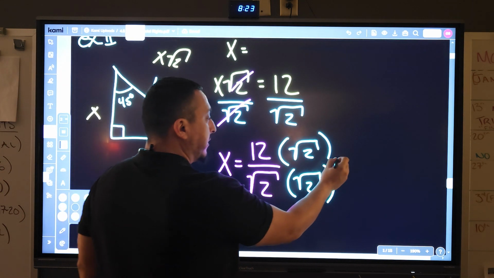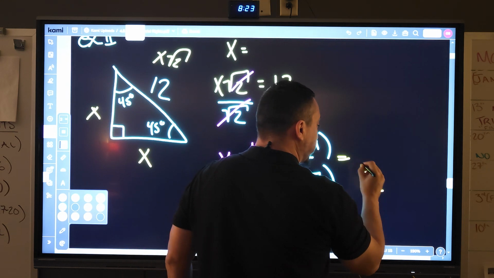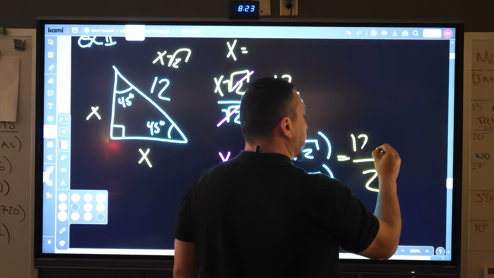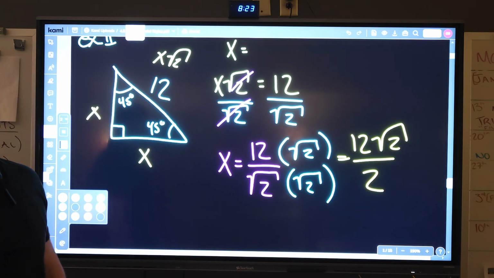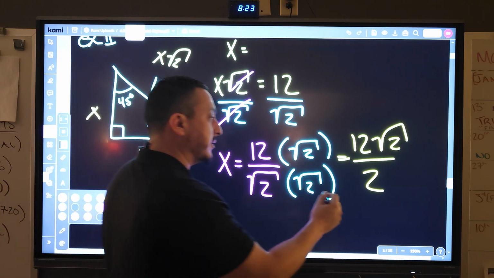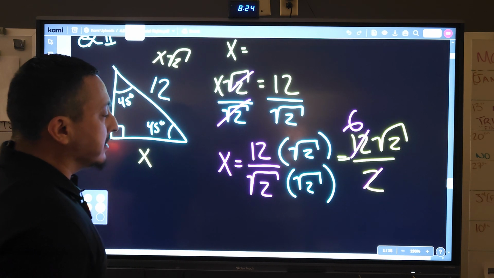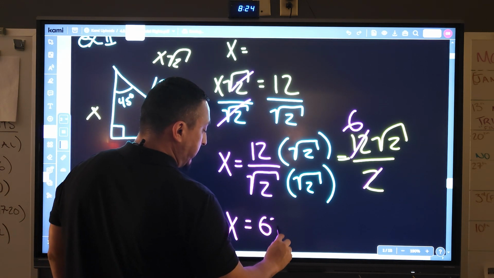And what happens here is those square root times the square root cancels the square root, so that just leaves you with 2. And then this would be 12 square root of 2. And then hopefully you see that 12 and 2 also reduce. 2 goes into 12 6 times. So my final answer here for x is x equals 6 square root of 2.